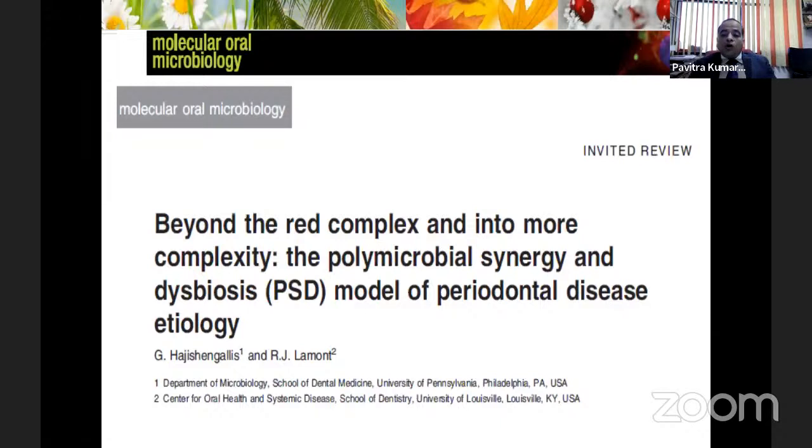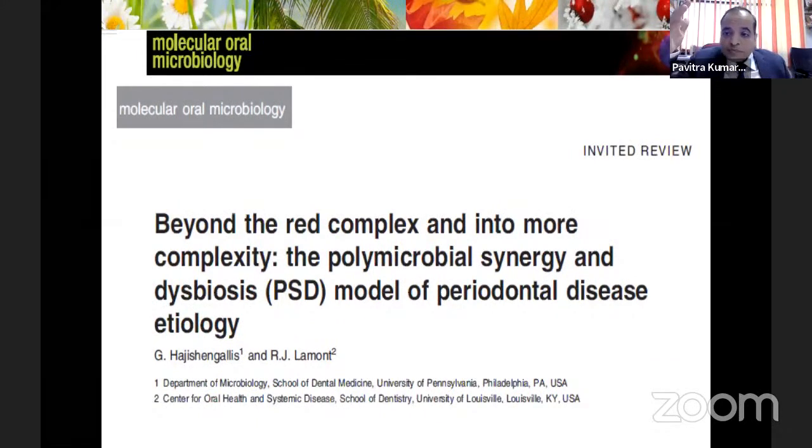Just like all the chronic diseases are multifactorial in origin. And we know multifactorial means microbiologic, immunologic, systemic, genetic, and behavioral. So we all should change our behavior. We all should reduce our stress to increase the immunity. That means the immunologic factor should be more important.